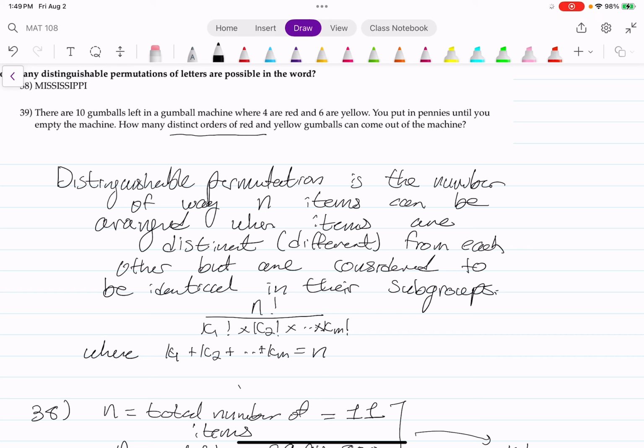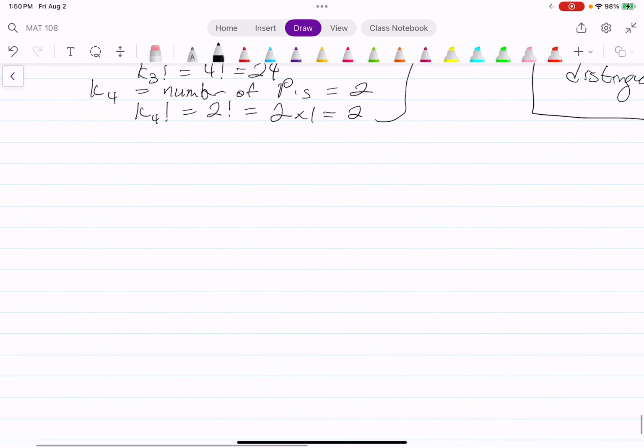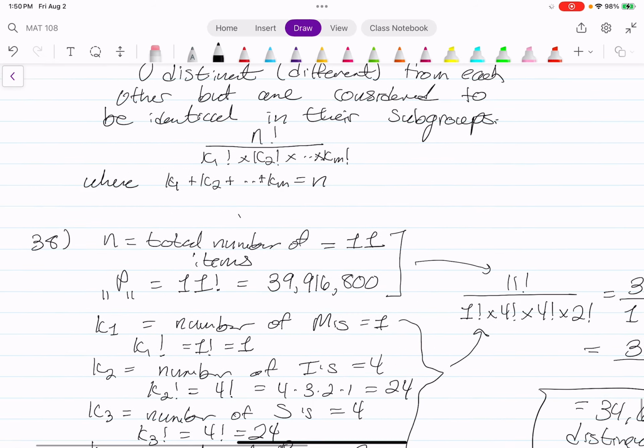But when you look at the gumballs, yellow and red specifically, there is no difference between yellow gumballs within the yellows, and there's no difference between red gumballs within the reds. Although red and yellow are distinct from each other, within their subgroups they are considered the same, because there is no difference in terms of color within each group. Hence, we have the organization of items that are distinct from each other but considered identical in the same subgroup. Distinguishable permutation.